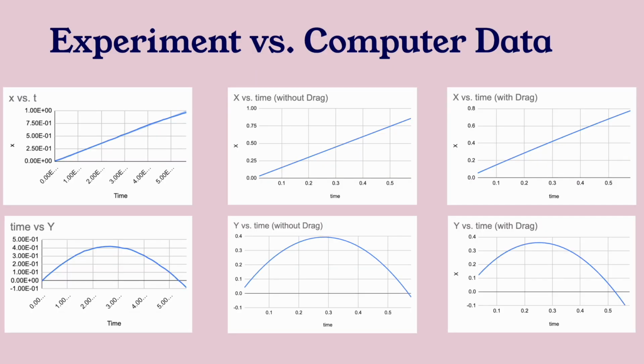When comparing the graphs from the computational models and the experimental data, you can see how the model with drag more closely resembles the tracker data compared to the model without drag.